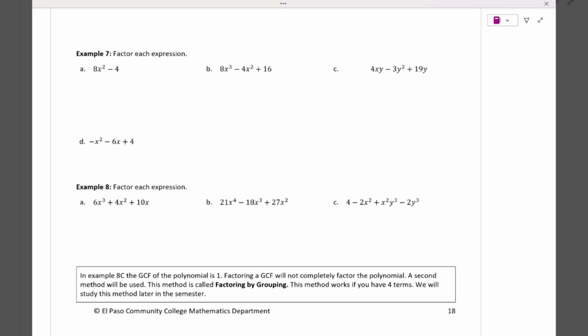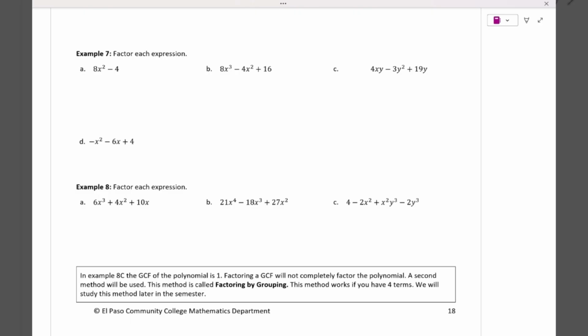Okay, so we're going to practice more factoring and finding the GCF. So here we have example 7, factor each expression. Like we did before, we're going to first look for the greatest common factor here. Okay, so let's look at 7a. We have 8x squared minus 4.